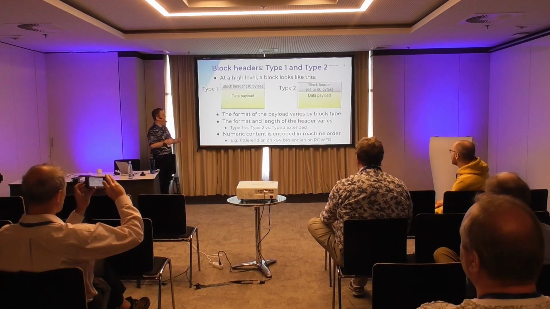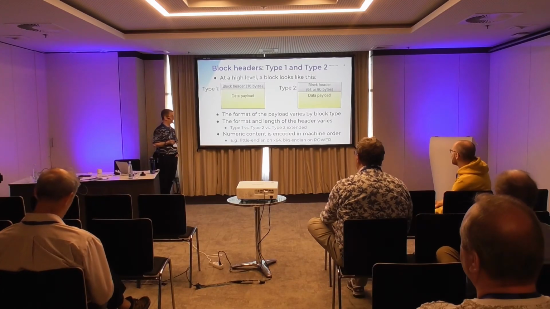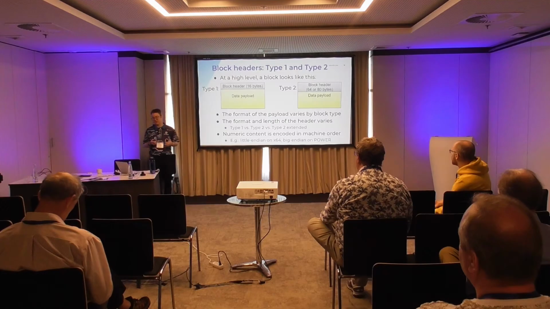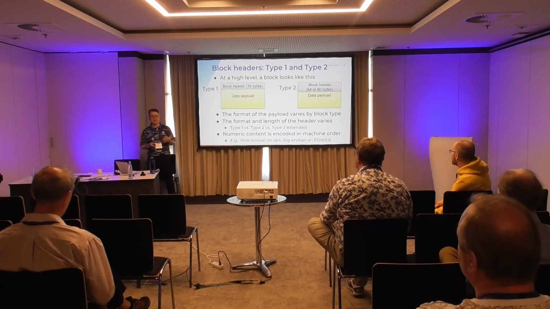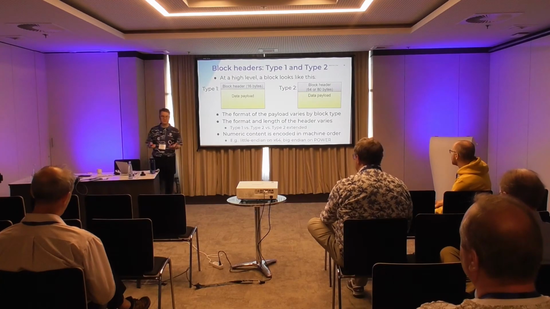The payload, the stuff within the block, varies based on the block type. And the header, as I said, varies based on the architecture. A lot of the data in here are multi-byte numeric fields, and when they're multi-byte, they're encoded in machine order. So if you're on x64, it's little endian. If you're on, let's say, IBM Power Series, then it's big endian.